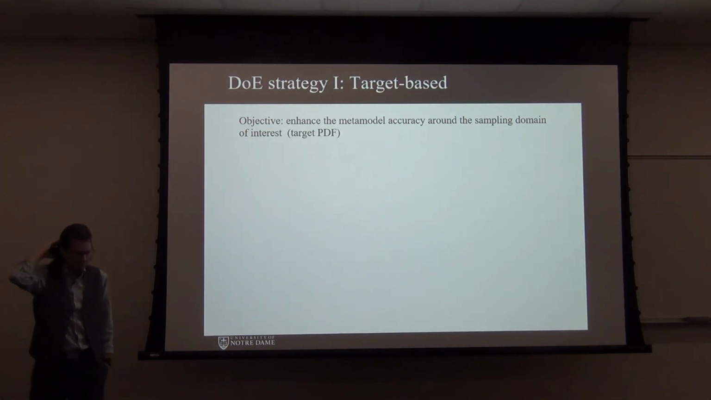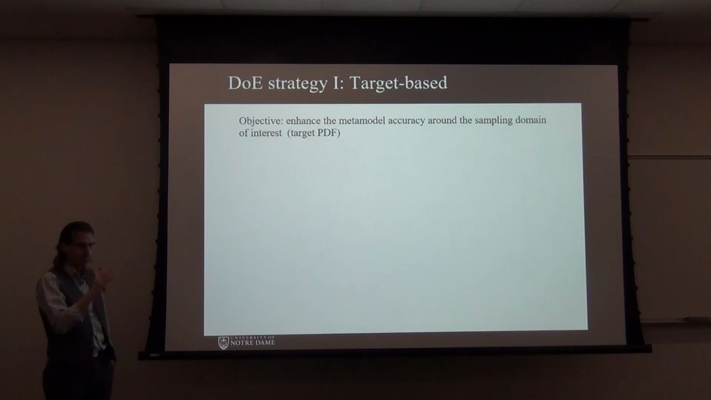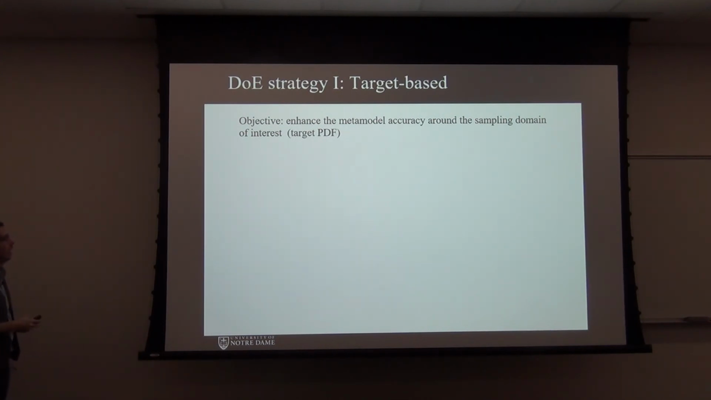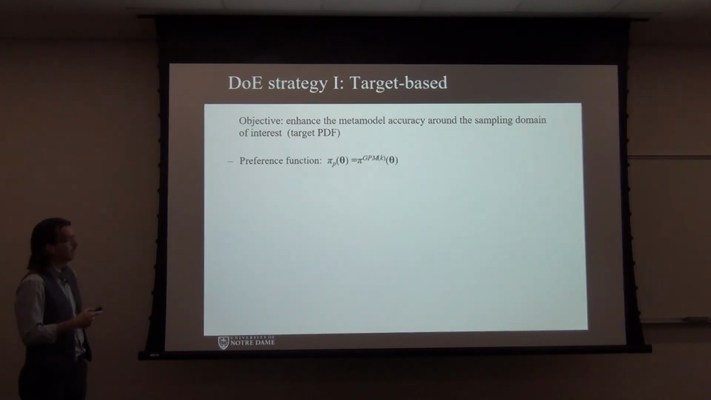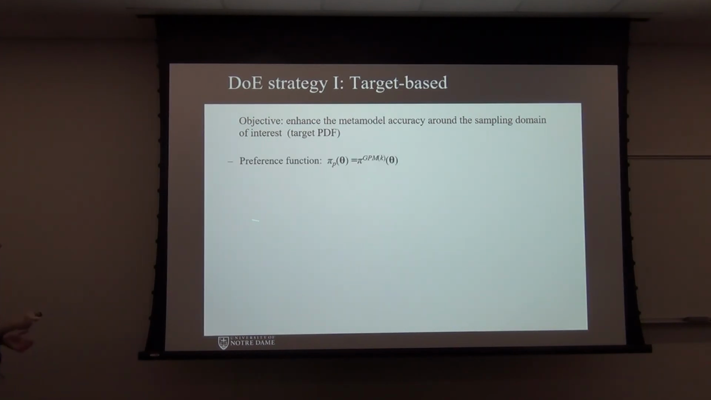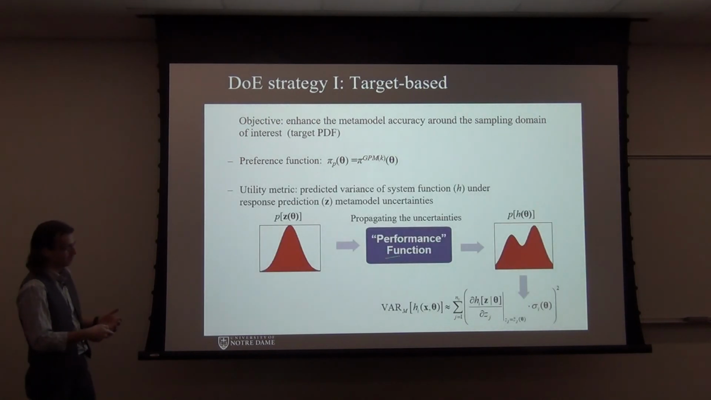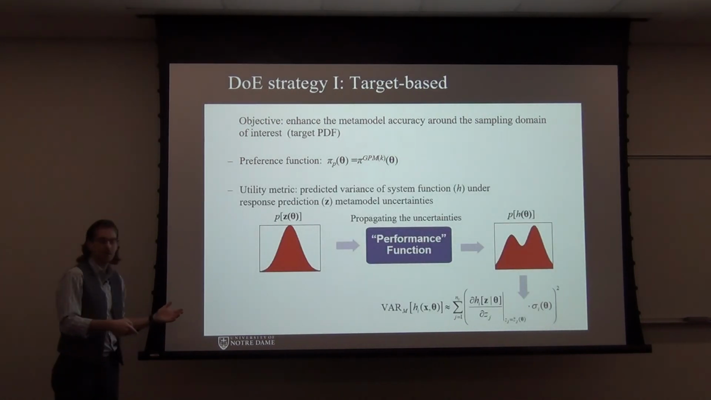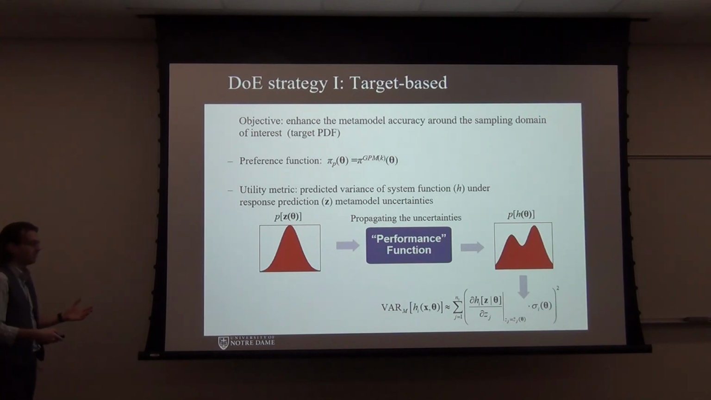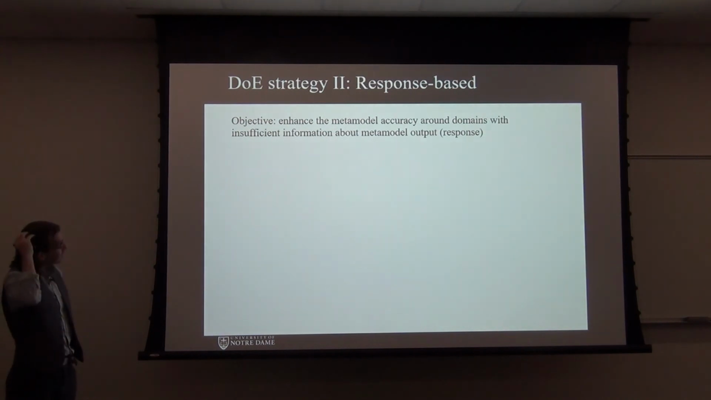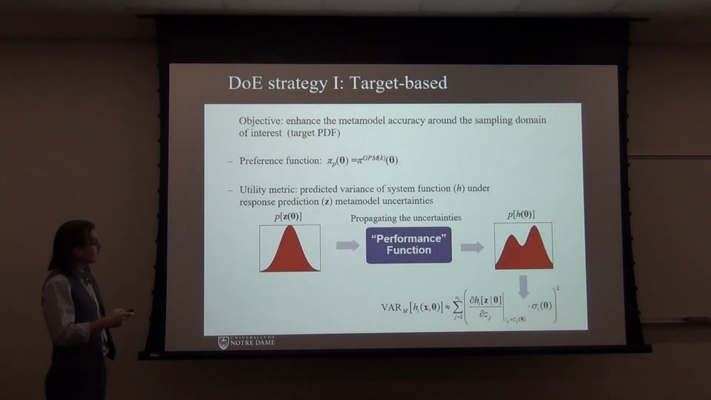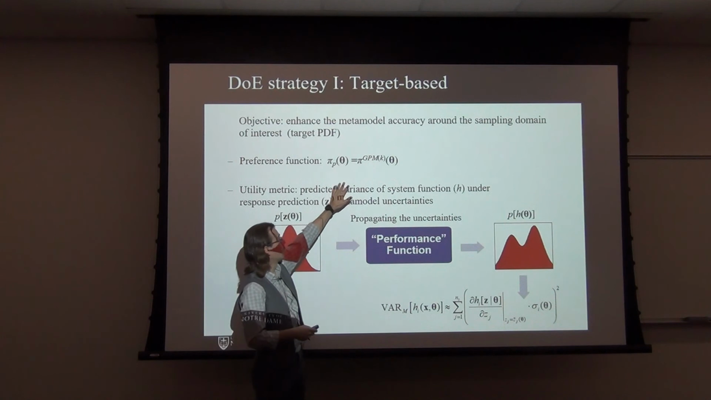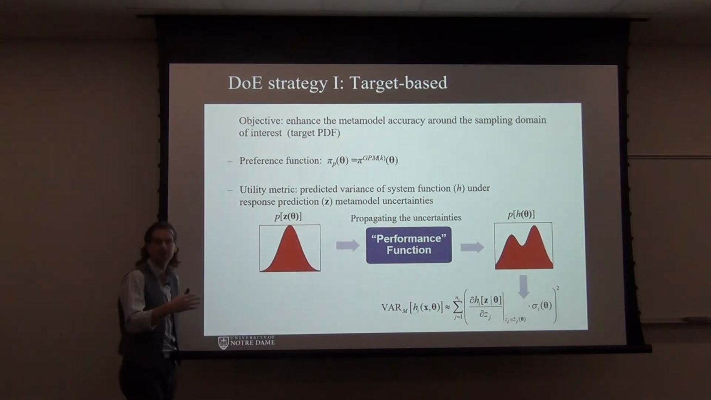In terms of design of experiments for refinement of the metamodel, we're going to do here a dual approach where we're going to combine a target-based DoE. Again, it's always going to be a sample-based DoE. The preference function is going to be your target density, and your utility metric is, again, going to be this predictive variance for your system function. This is exactly mirroring what we did before. But note here that I really am focusing on my final stage of my sequential sampling.